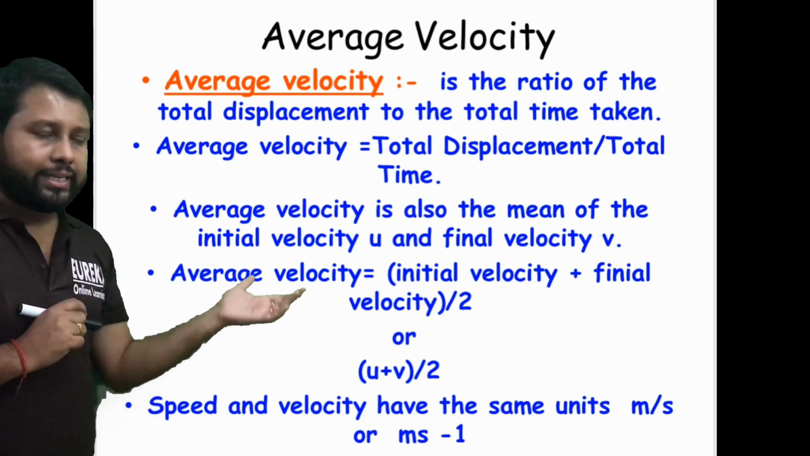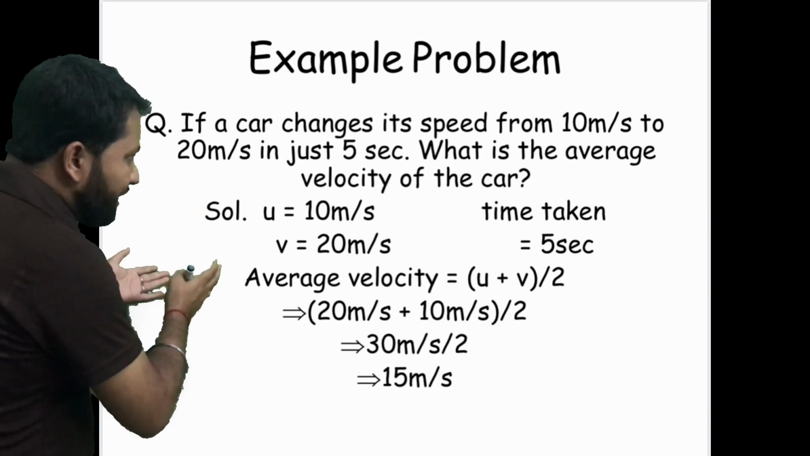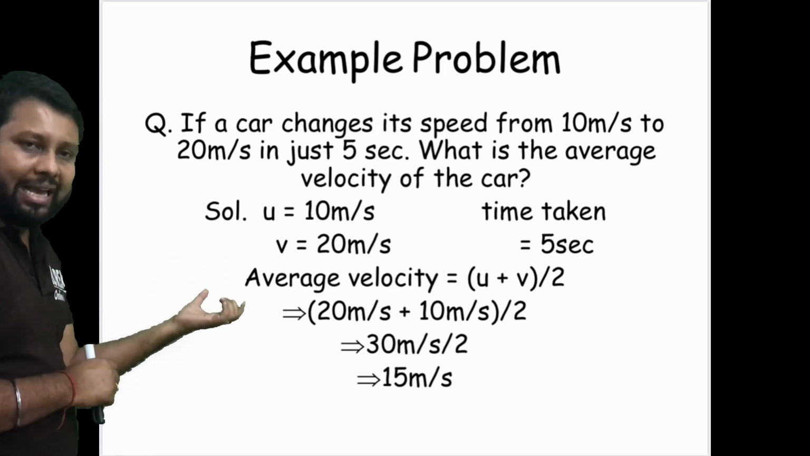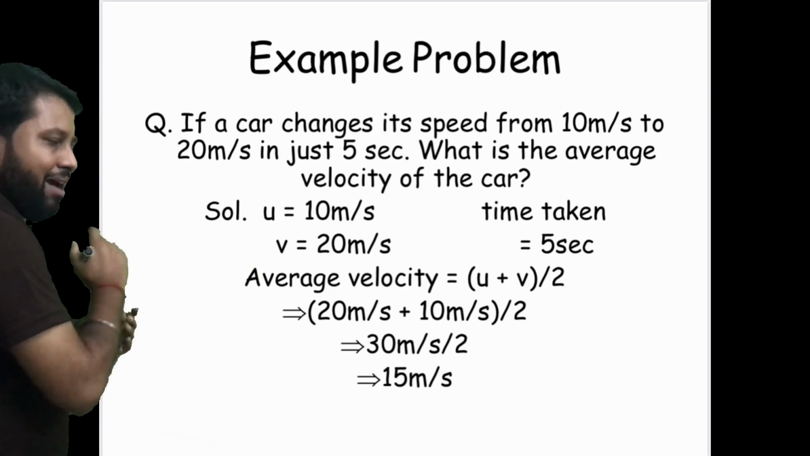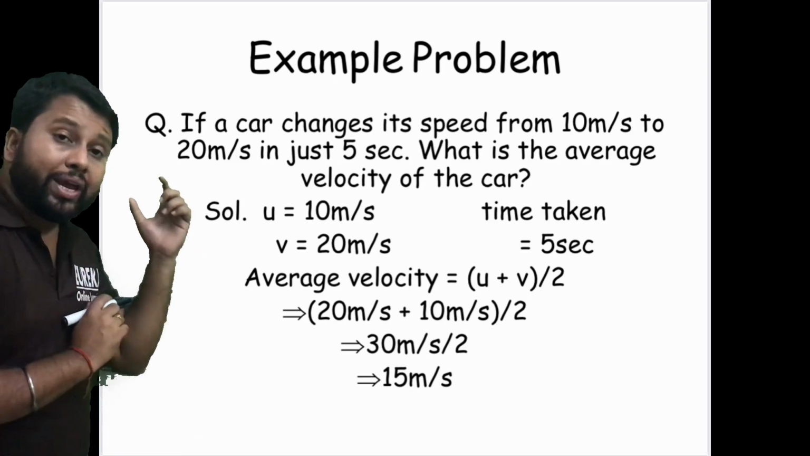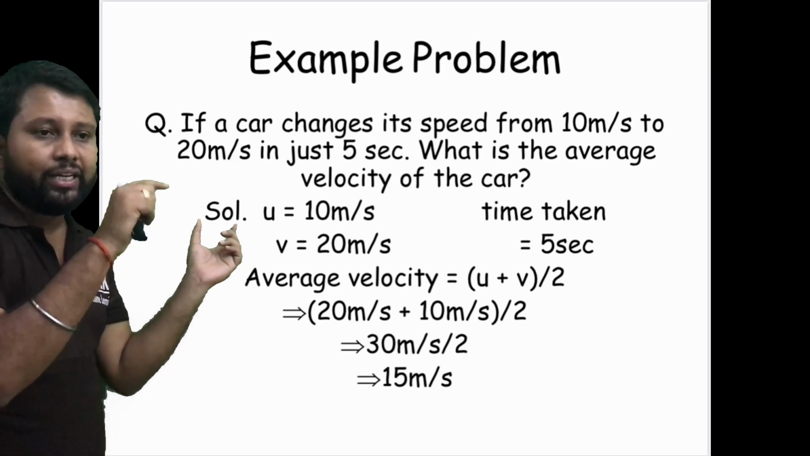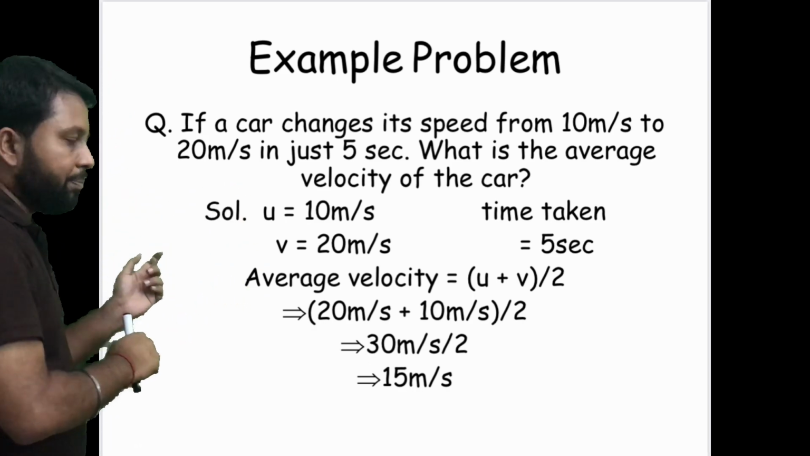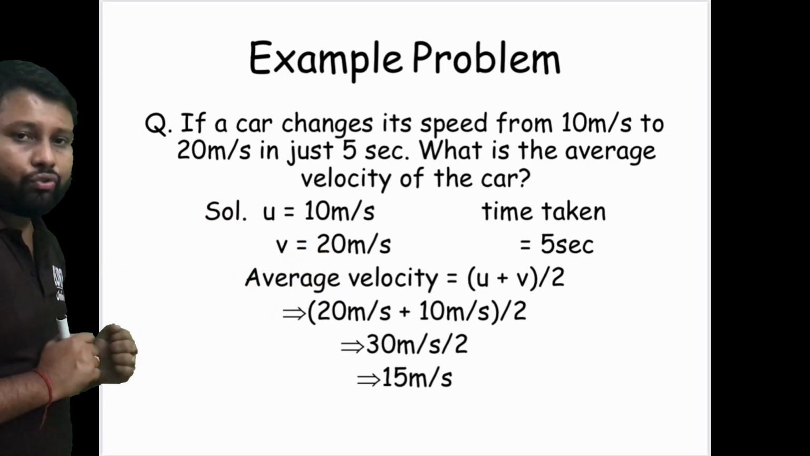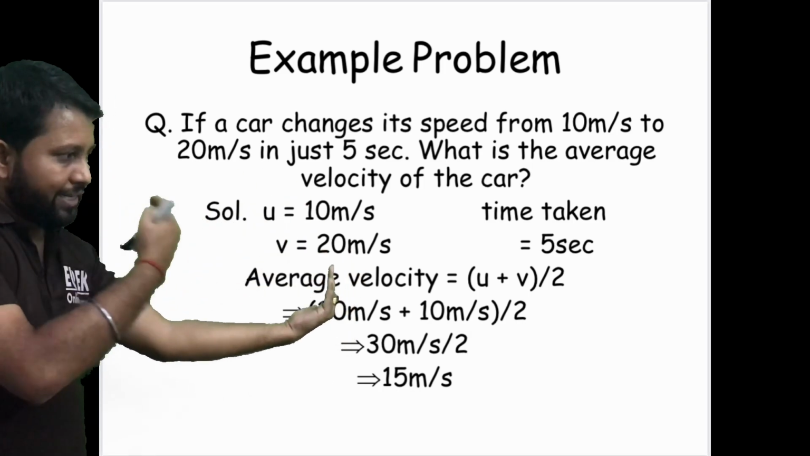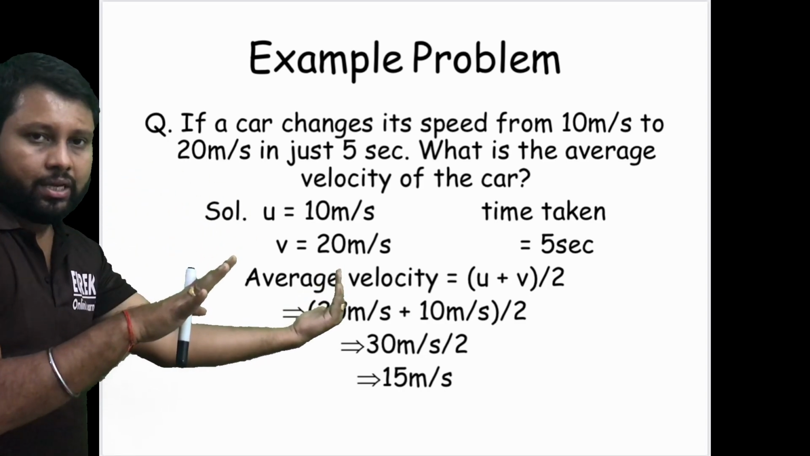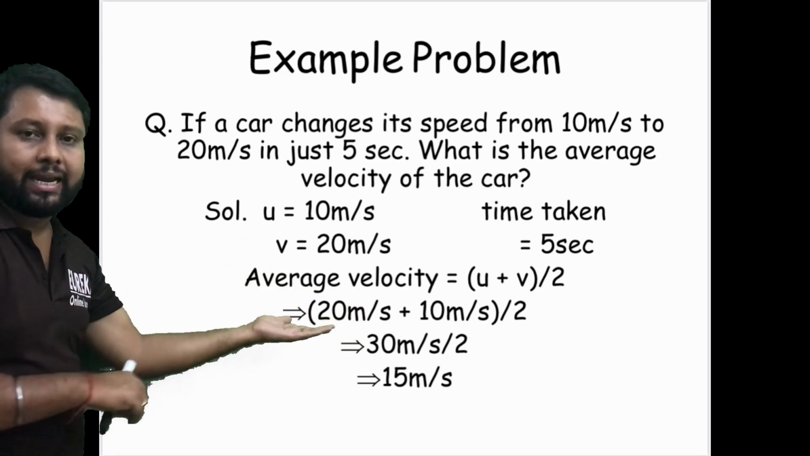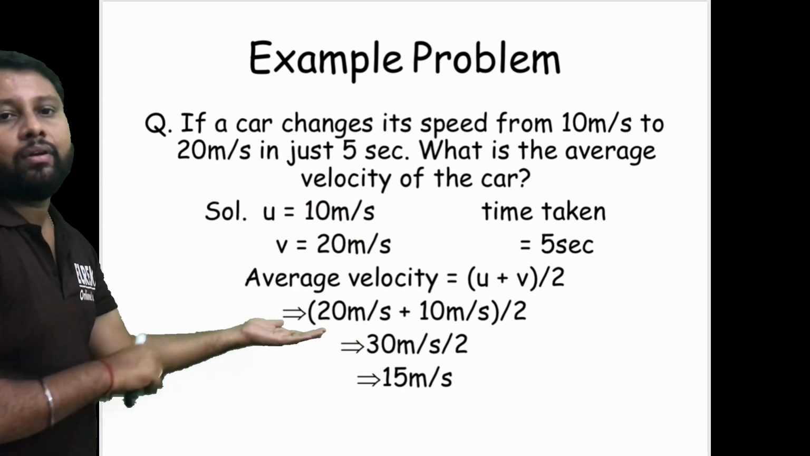Now see the example here. The question is, if a car changes its speed from 10 meter per second to 20 meter per second in just 5 seconds, what is the average velocity of the car? Initial velocity u is 10 meter per second, v is 20 meter per second, and the time taken to change this velocity is 5 seconds.